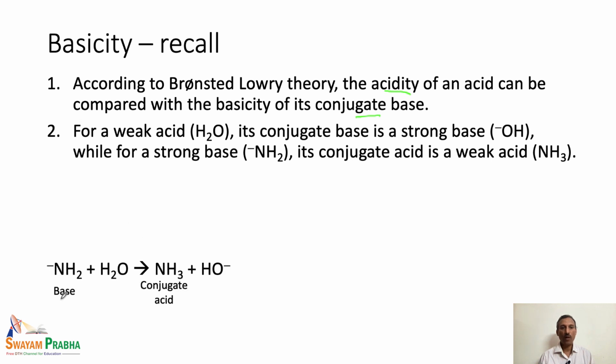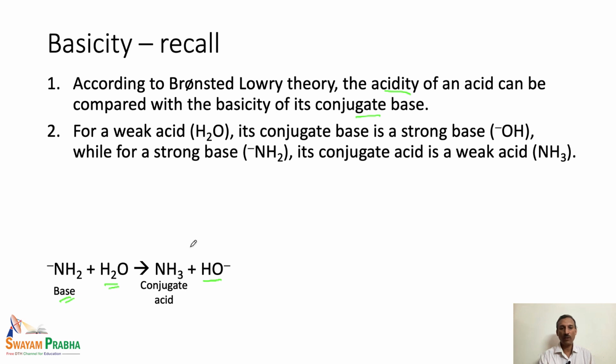We have an amine as a base which reacts with a water molecule to give the conjugate acid, that is the ammonium, and hydroxide anion is also formed. So, this is basically the equilibrium reaction. In this reaction we have a base and we also have the corresponding conjugate acid.